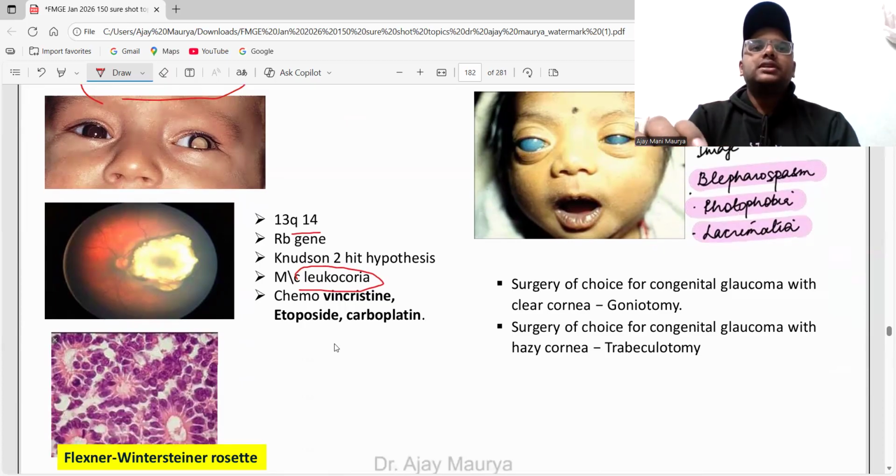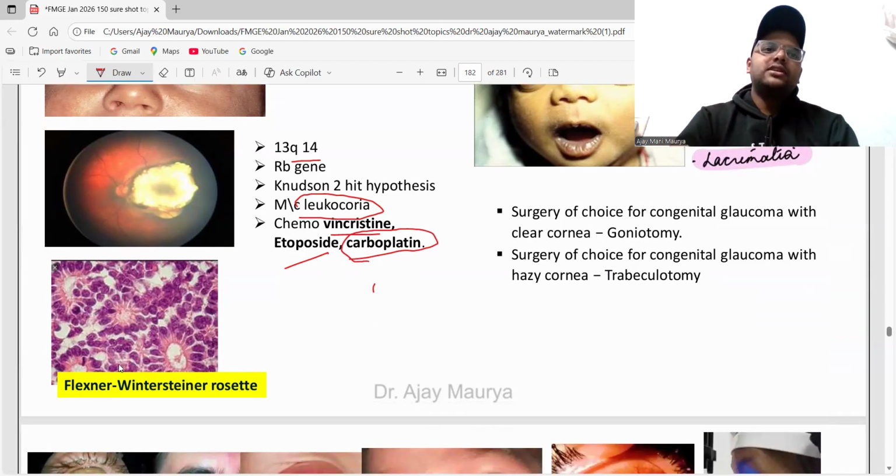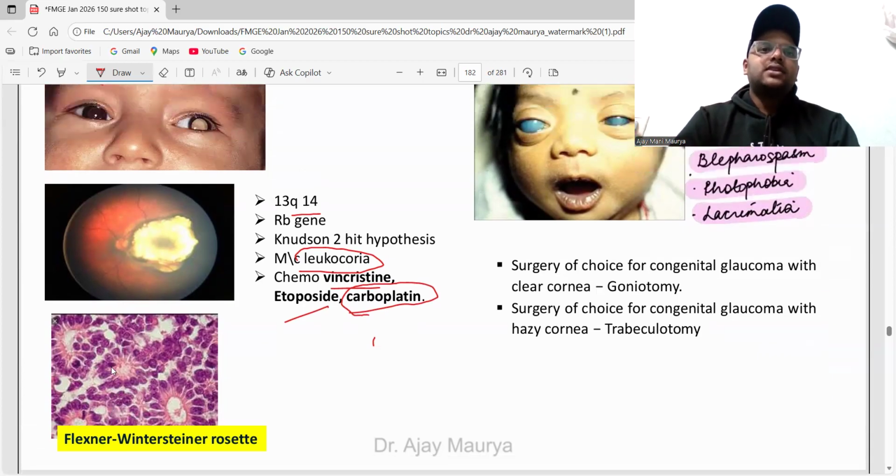What chemotherapy are we using here? VEC means vincristine, E for etoposide, and C is not carboplastin. This is carboplatin. In your microbiology you see the Flexner-Wintersteiner rosette here.